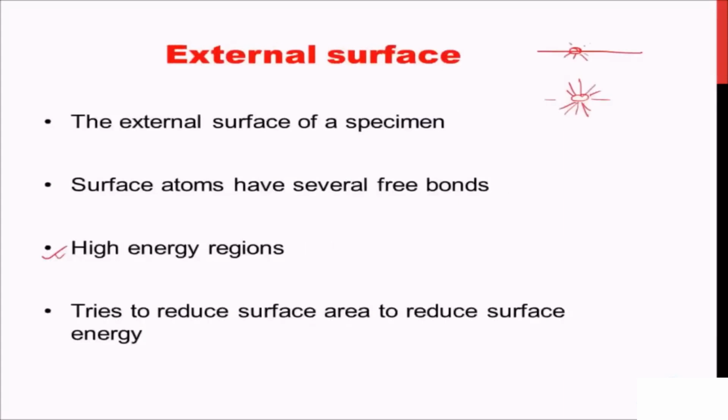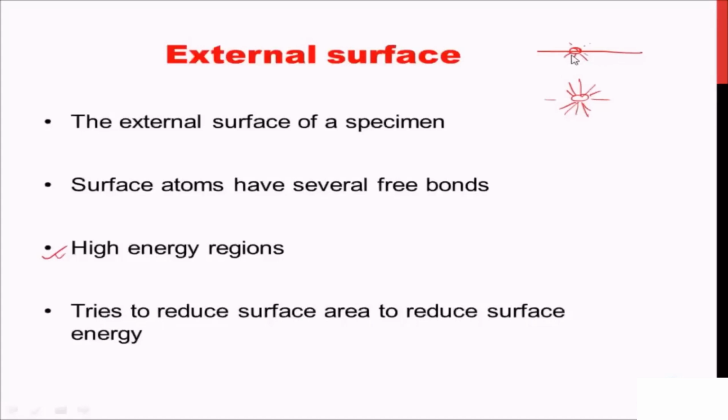Okay, so this gives you an idea about the external surface. And why is this called a defect? This is a defect because the atoms do not have the type of bonding they are supposed to have if they were in the bulk, right?